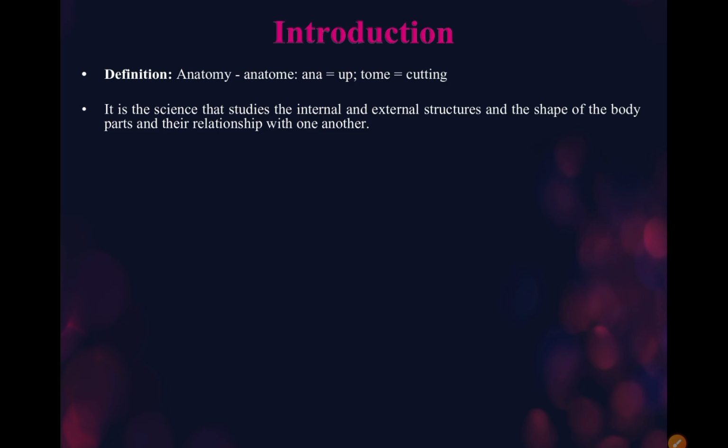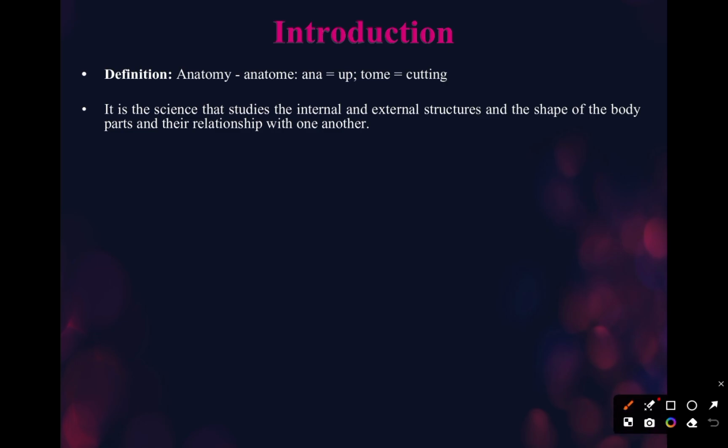So what is anatomy? It is the science. Anatomy is the science that studies the internal and external structures. Remember, the internal and external structures and the shape of the body parts and their relationship with one another. So anatomy is the science that deals with the study of the internal and external structures and the shape of the body parts and their relationship with one another.